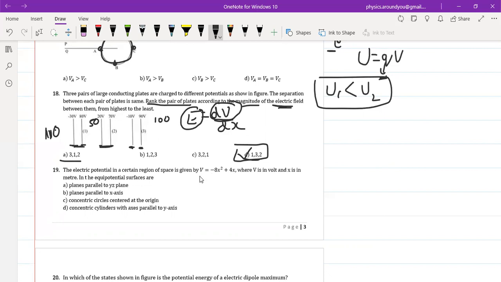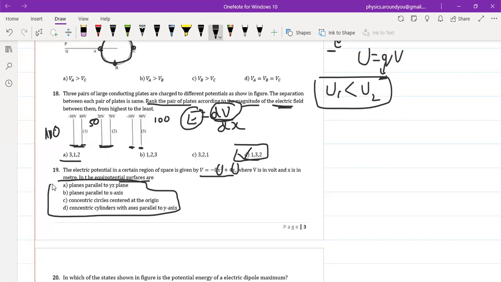The electric potential is given as this. What about its equipotential surfaces? Potential will be the same as long as the x coordinate remains the same. Among all the surfaces here, where would the x coordinate remain the same?